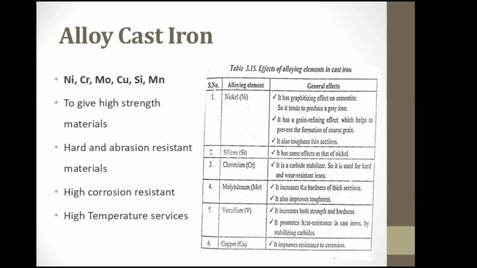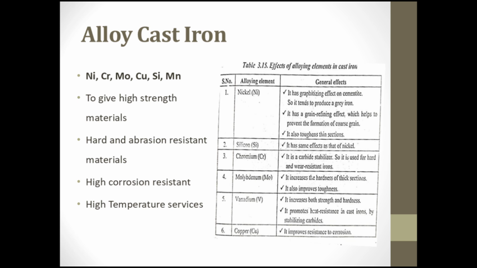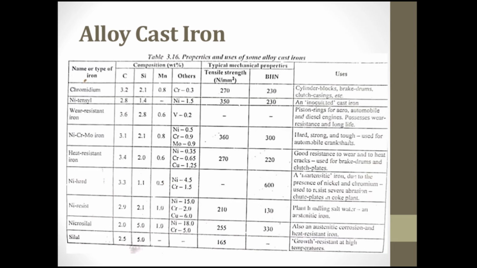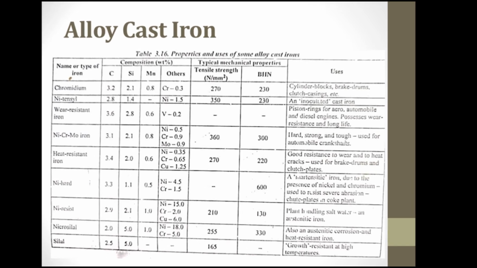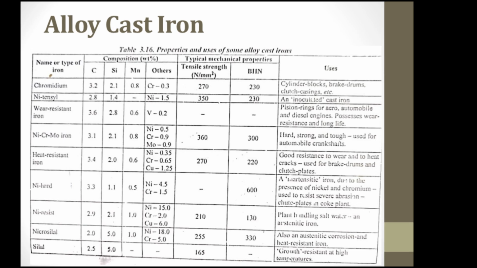Alloy cast iron: nickel, chromium, molybdenum, copper, silicon, manganese are added to give high strength materials, hard and abrasion resistant materials, high corrosion resistance, and high temperature services. This page also shows the table for effects of alloying elements in cast iron. Alloy cast iron. This page shows the properties and uses of some alloy cast irons in the form of a table.